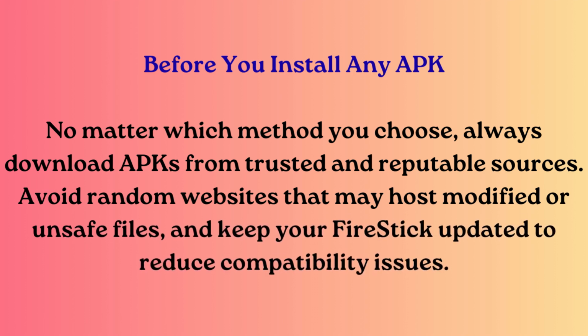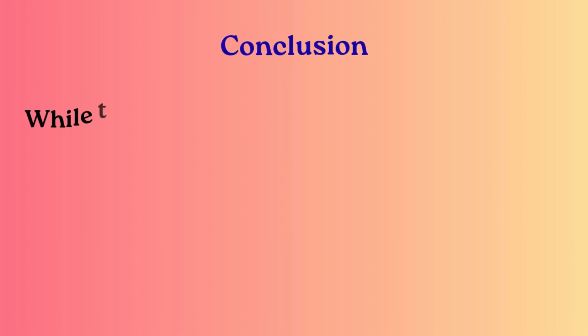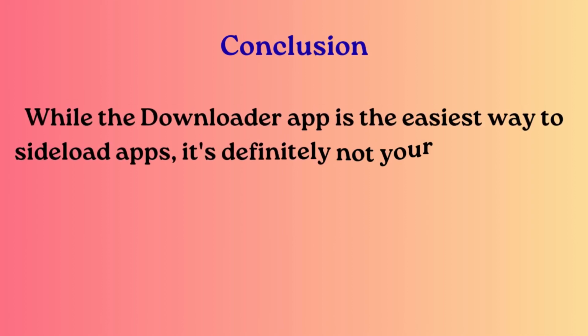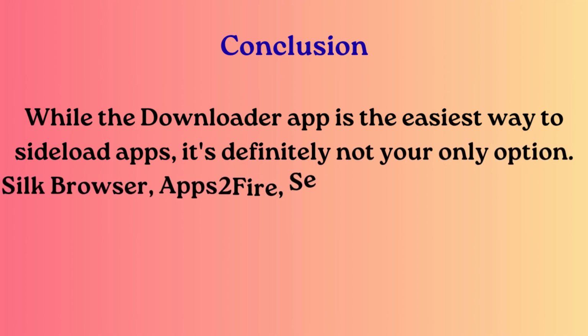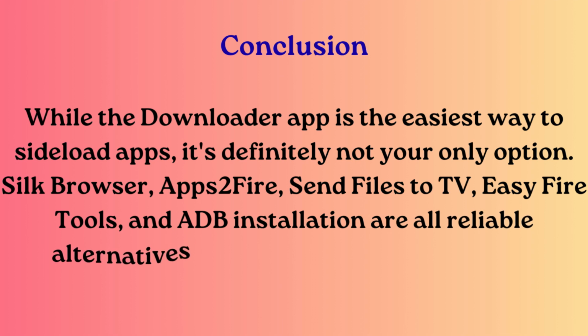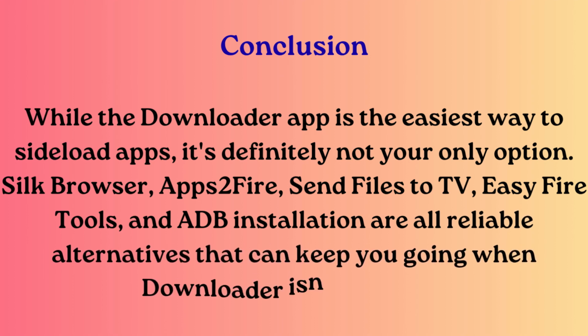Conclusion: while the Downloader app is the easiest way to sideload apps, it's definitely not your only option. Silk Browser, Apps to Fire, Send Files to TV, Easy Fire Tools, and ADB installation are all reliable alternatives that can keep you going when Downloader isn't working.